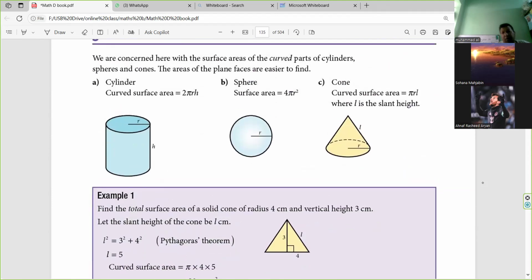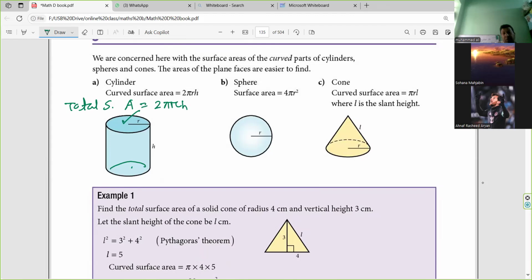For surface area, there are two types of things. One is just curved surface area, another is total surface area. So like a cylinder, the curved surface area equals 2 pi r into h. But if it is total surface area, that means you have to take this area and that area also, the bottom side area. So 2 pi rh plus 2 pi r square, because here there are two circle areas. Okay. The sphere area is 4 pi r square. The cone's curved surface area is pi rl. Okay. So this formula is also very important.